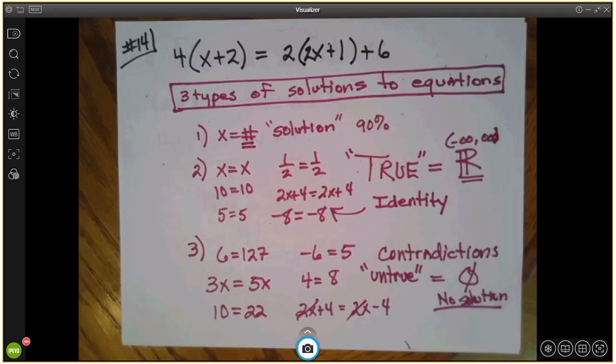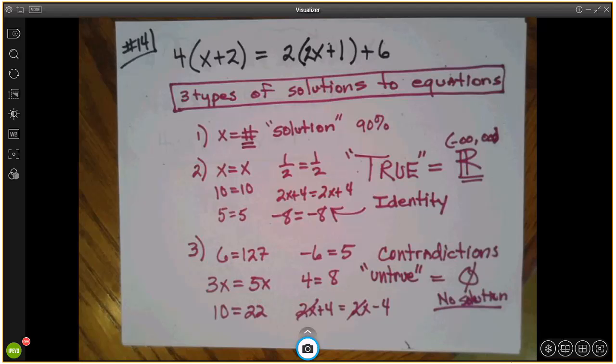All real numbers means that any number will work in the equation. Any number, and you'll get a true statement. The third type is what we call a contradiction. A contradiction is when you come up with an untrue statement and you have done the algebra correctly. And you come up with 6 is equal to 127, or -4 is equal to +4, or 4 is equal to 8. That is an untrue statement. So by contradiction, the answer is no solution.